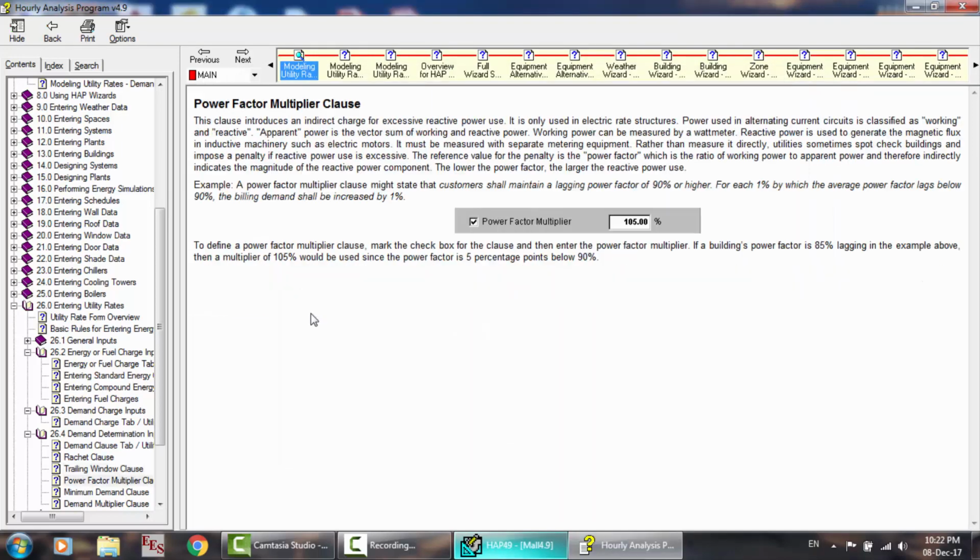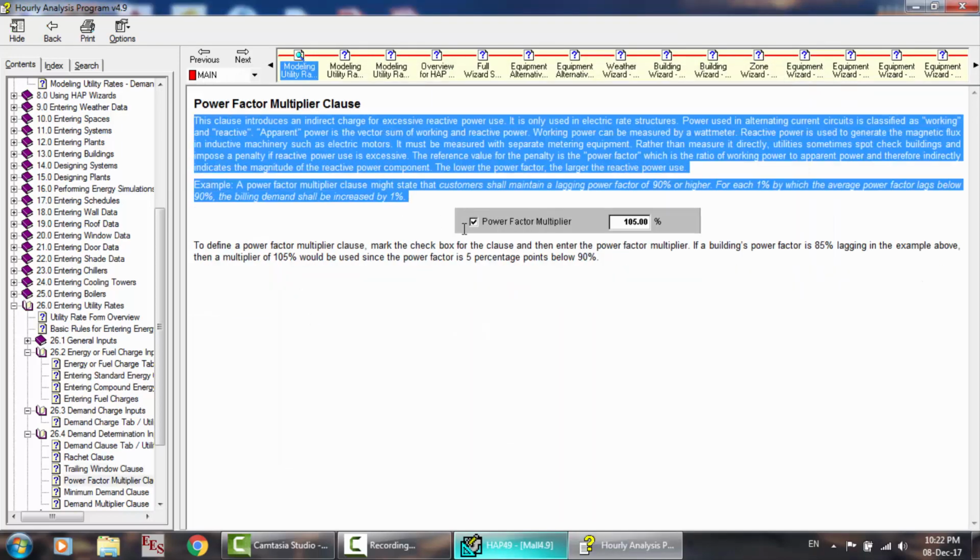Also here, the power factor. The power factor introduces an indirect charge for excessive reactive power use. It is only used in electric rate structures. Power used in alternating current circuits is classified as working and reactive. Apparent power is the vector sum of working and reactive power.